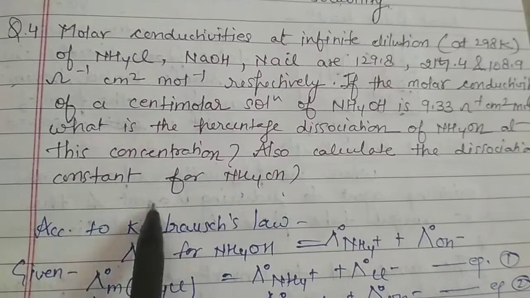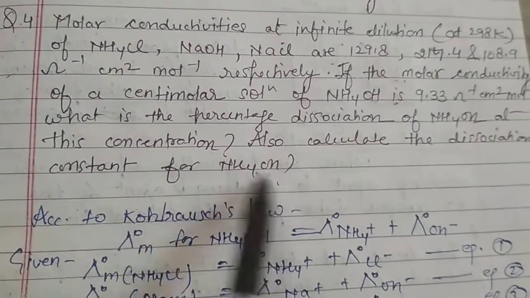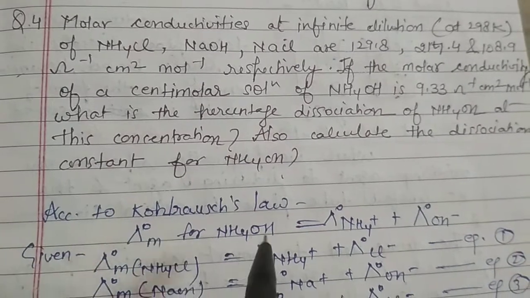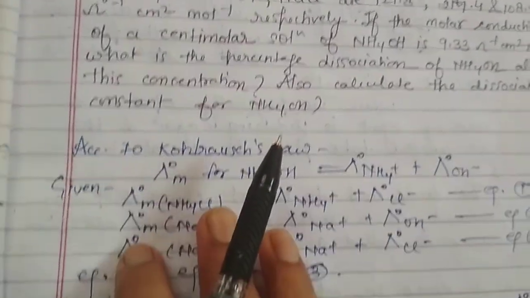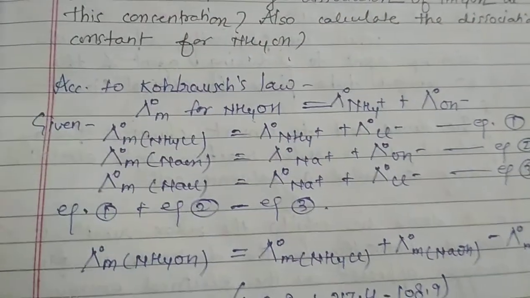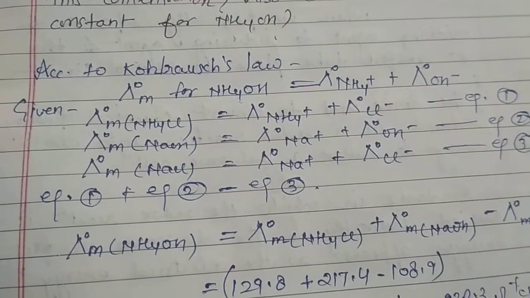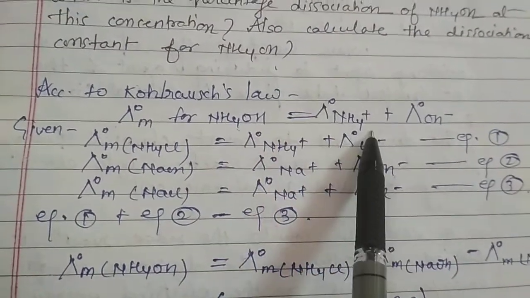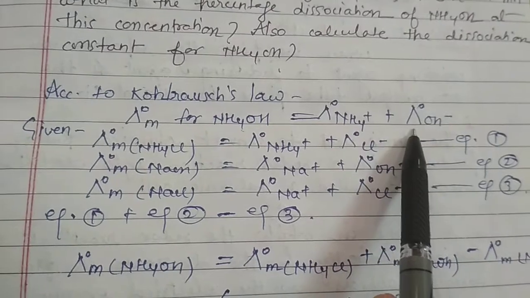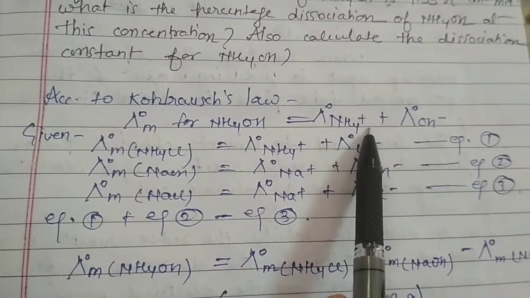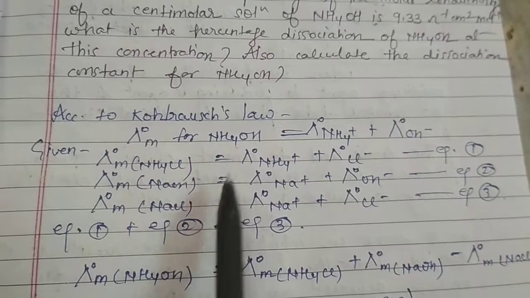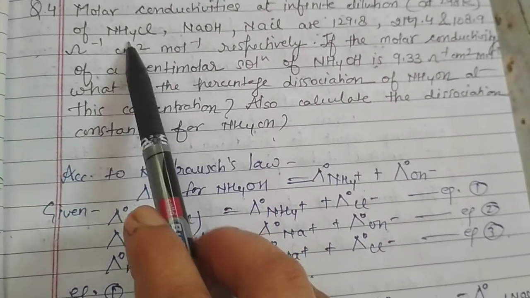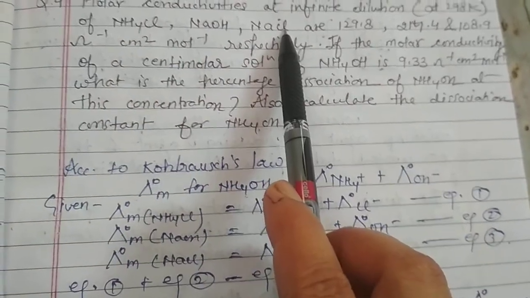We have to calculate the dissociation constant also for ammonium hydroxide. For that we first need to know the lambda naught m for ammonium hydroxide. By applying Kohlrausch law we can calculate it: lambda naught m for ammonium hydroxide would be equal to lambda naught ammonium ion plus lambda naught OH ion. That can be calculated by making three equations from the given information, as we have been given the lambda naught m for ammonium chloride, sodium hydroxide and NaCl.